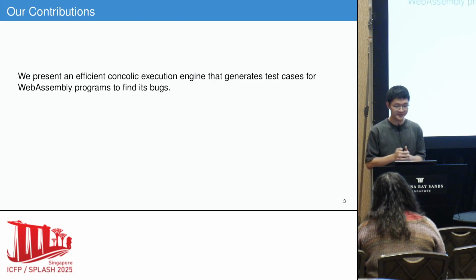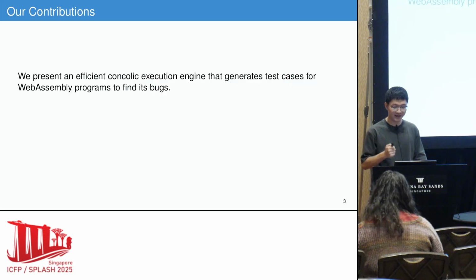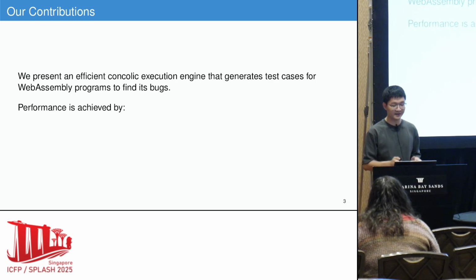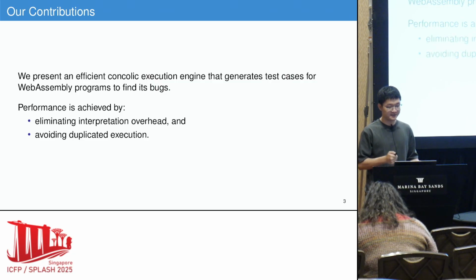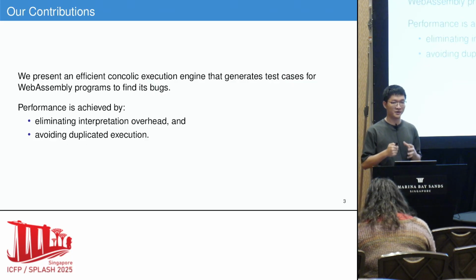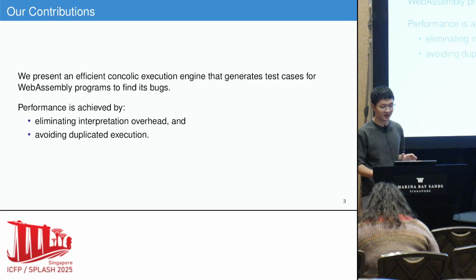In this work, we present an efficient WebAssembly concolic execution engine that can generate test cases to find bugs in WebAssembly programs. And its performance is achieved by two optimizations. First is that it has no interpretation overhead. And the second is that it avoids the duplicated execution during the concolic execution. These two optimizations cannot be applied together in the previous works. And in the rest of this talk, I will discuss how to achieve these two optimizations at the same time.